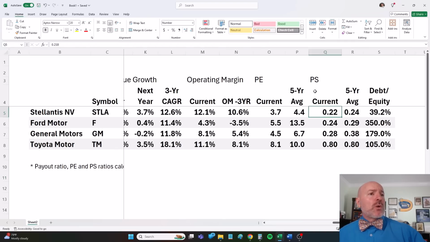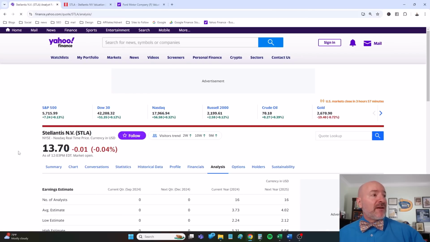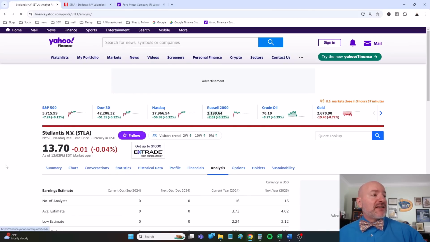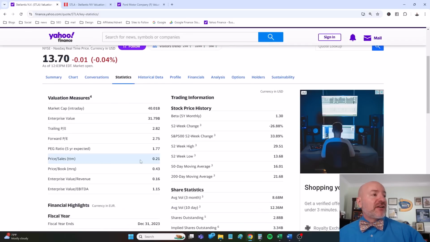Okay, so what we did here with price to sales on Yahoo Finance, you can go here to the analysis tab, and again, when you look at the statistics, you're going to see price to sales here. You're going to see price to sales, and that's based on trailing 12 months, okay? That TTM. That is the price, so the price of all the company, so the market cap, $40 billion.